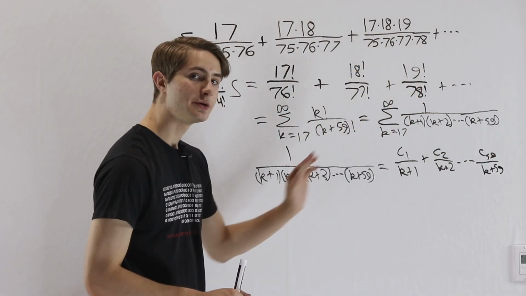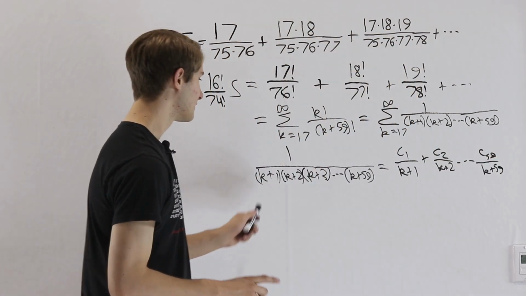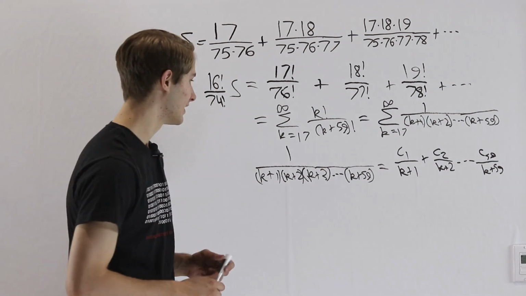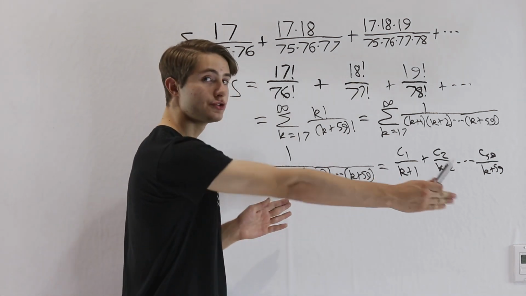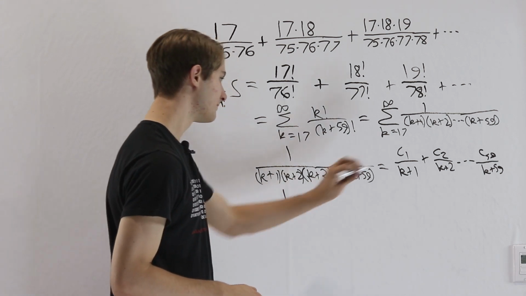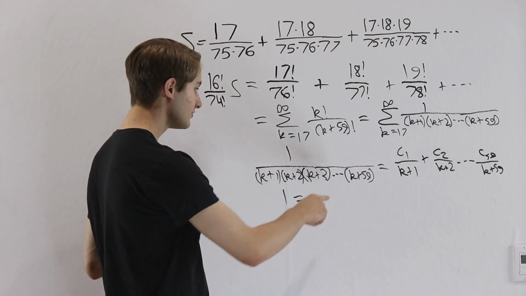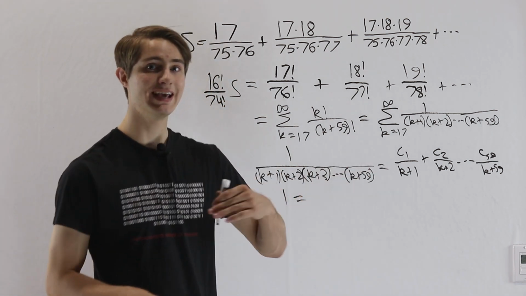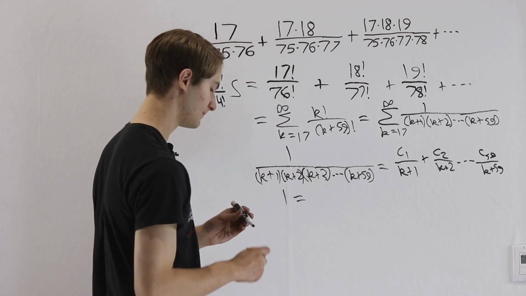And before we figure out what these constants equal, I want to observe something about what we have right here. What happens if we multiply by the entire denominator? Well, on the left side, we'll just get 1. On the other side, let's just look at what happens to the k to the power of 58th term.